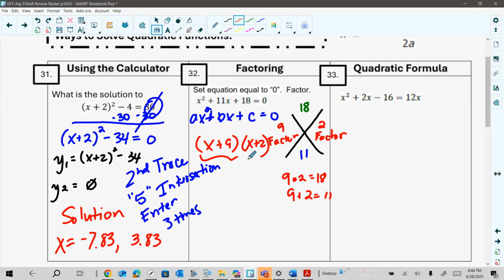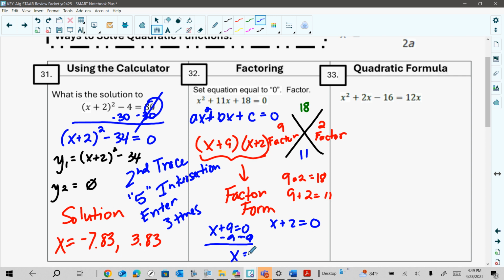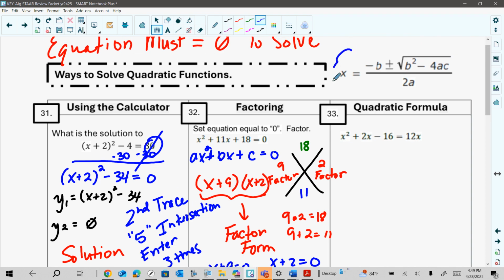Okay, that's the factor form. The solution is, remember, when I want the solution, I have to take it out of this, or basically make each factor equal to 0 and then solve for x. Okay, but hopefully you realize just subtract 9 on both sides. You can do this mentally, or just do the opposite. x equals negative 9 and negative 2. That's the solution. All right. Know the difference between factors versus solution. All right, and the last one is the quadratic formula. That is this formula up here.